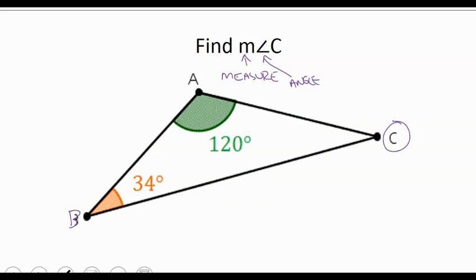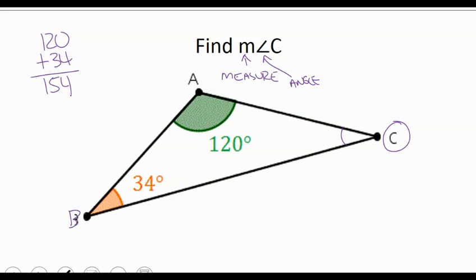I need to figure out what this angle is. And what I can do is, if I know two of the angles in the triangle, I can figure out the third, because I know all three add up to 180. So what I'm going to do is add the two I know, angle A and B. So 120 plus 34. Obviously, you could use your calculator, but I'm just going to do it by hand here. It was 154. So I know those two angles add up to 154 degrees.